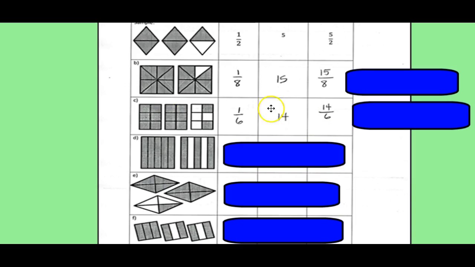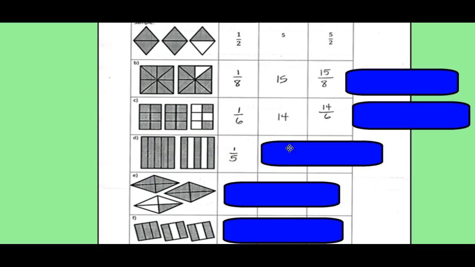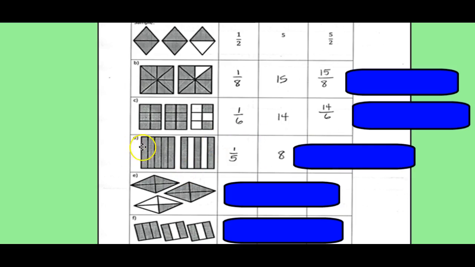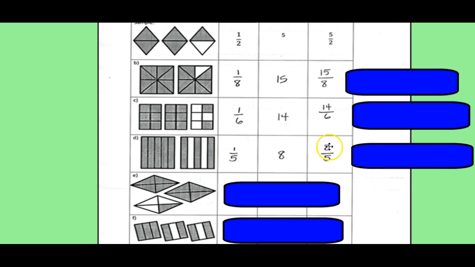When you look at D, each whole has 5 different parts. So if I were to label each one of these rectangles in the shapes, they would each be 1/5. There are 5 parts shaded right here and 1, 2, 3 parts shaded right here. So that's going to give me 8 parts that are shaded all together. And the fraction that shows what is shaded is 8/5.